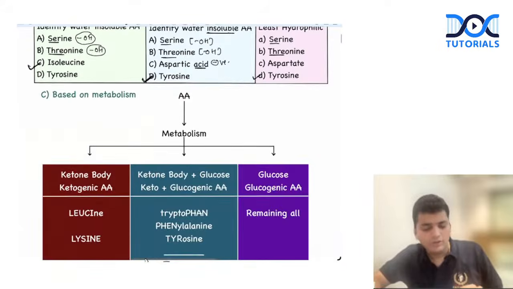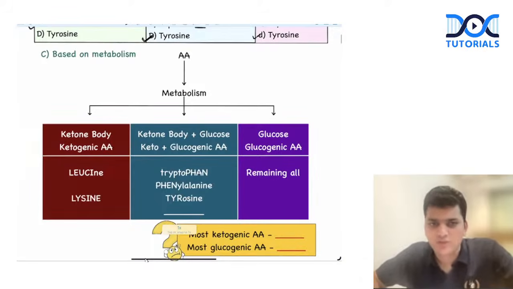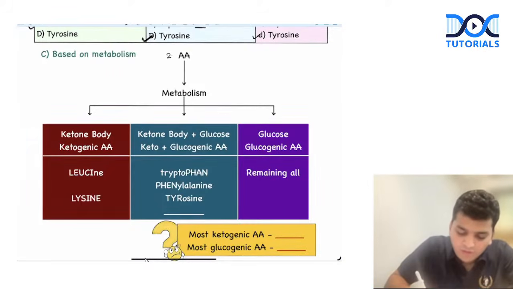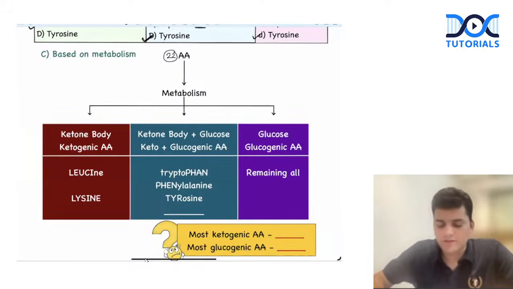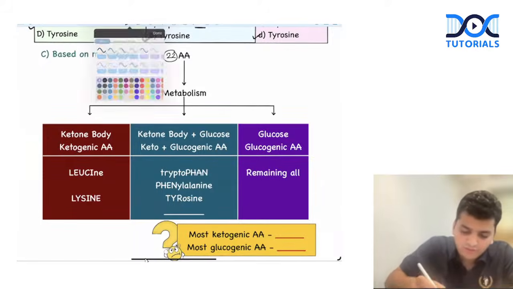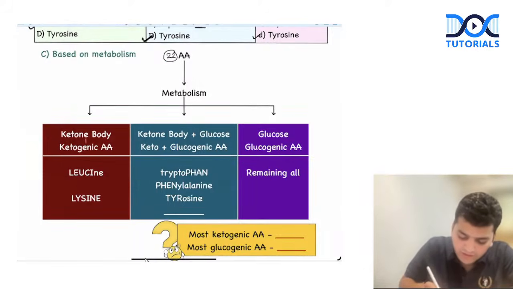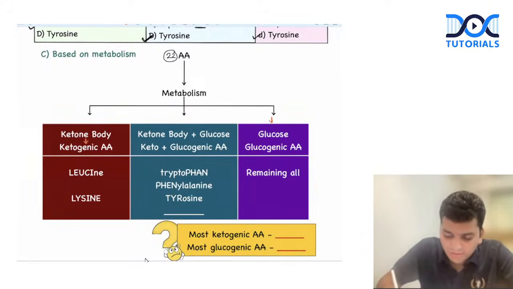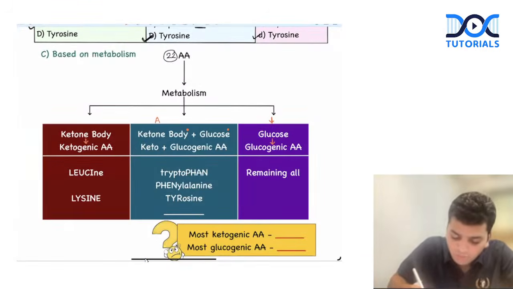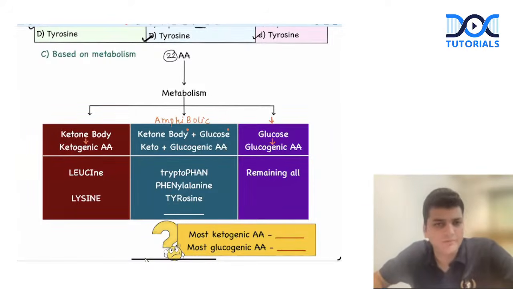Now, the third classification is based on the metabolism part. We have 22 amino acids, and if we do the metabolism, there will be some amino acids that, after the metabolism, are going to generate ketone bodies. If they generate ketone bodies, they are called ketogenic amino acids. There are some which will convert into glucose after the metabolism. They are called glucogenic amino acids. And there are some which can convert into ketone body as well as glucose both. They are referred to as amphibolic. They can convert into either one, depending on the requirement of the body.